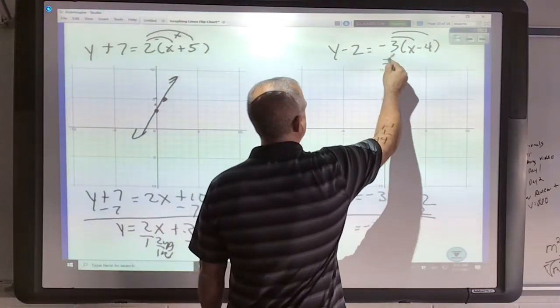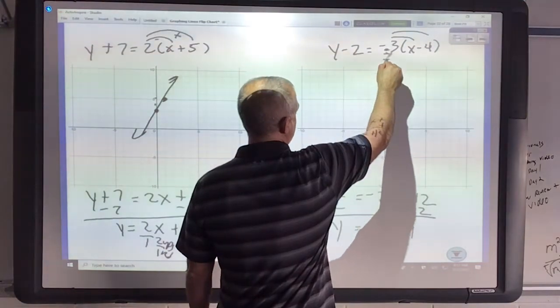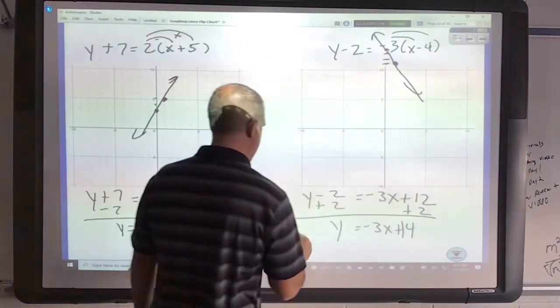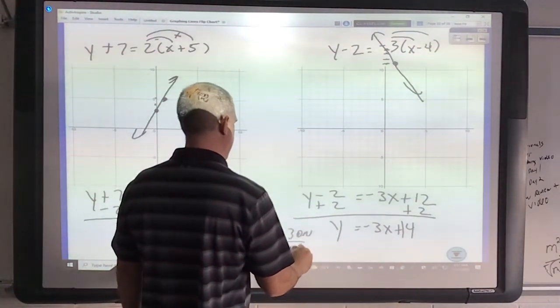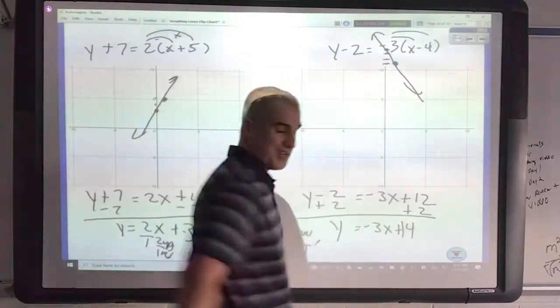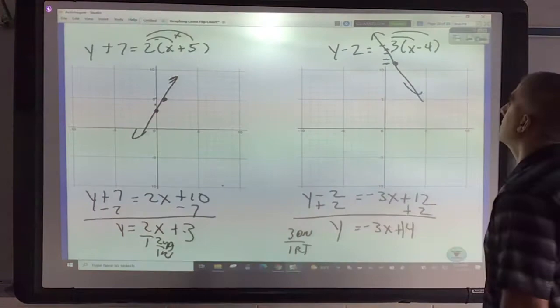I know this is bad. I gotta extend this, okay? I got 1, 2, 3 down, 1 to the right. All right, 3 down, 1 right. Okay, so negative slope. I'll probably change that in your classwork so you're on the graph.